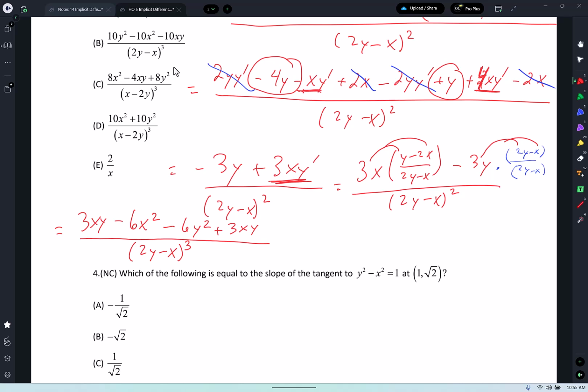Yeah, this is why the algebra is the hard part, not the calculus. Oh, what's up?